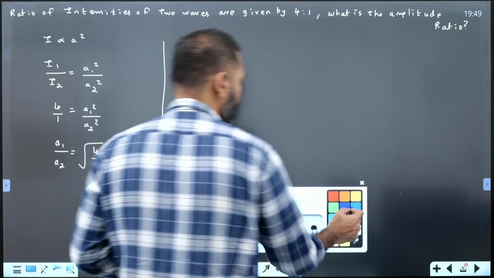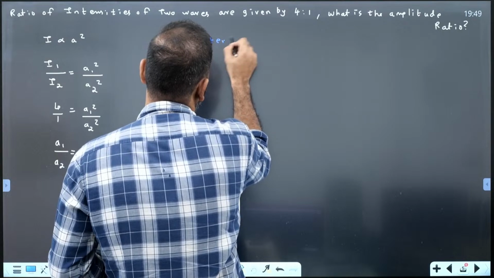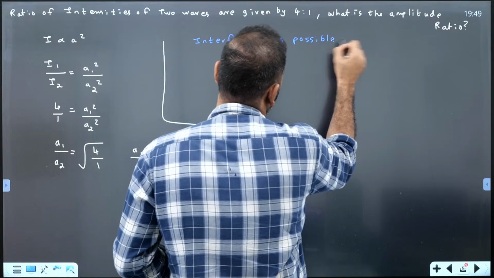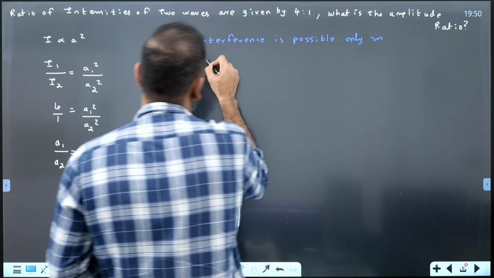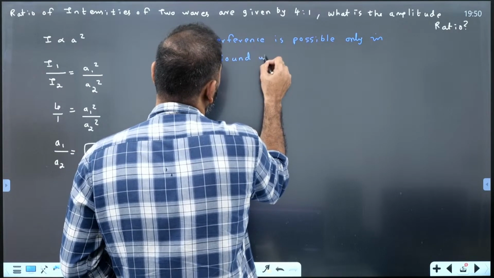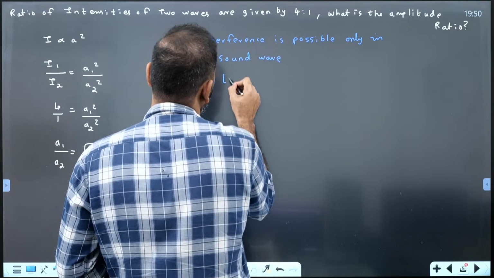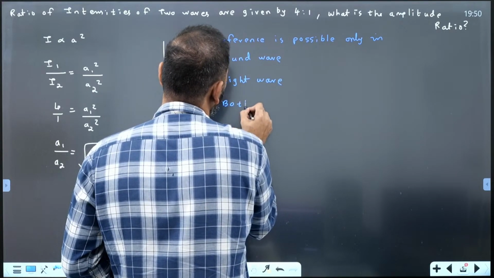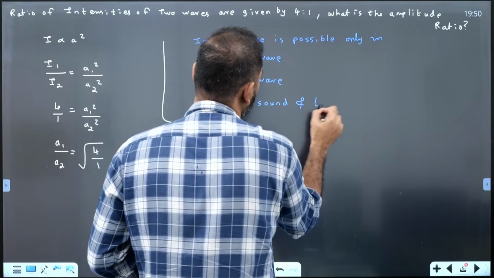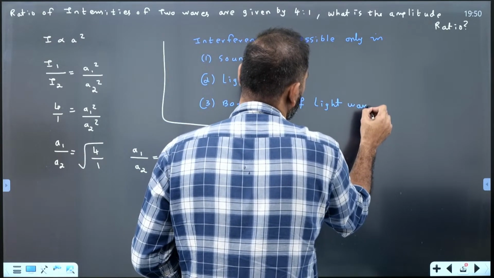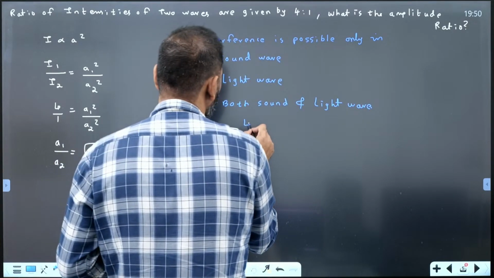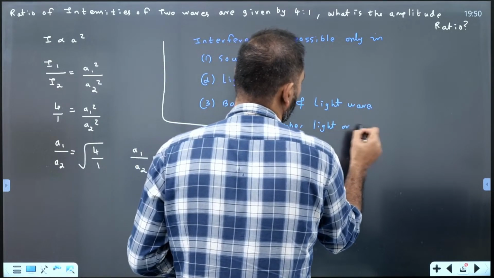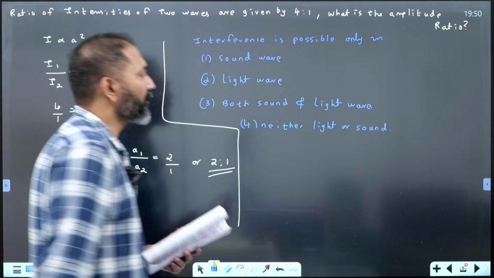Now the next. Interference is possible only in: first option, sound wave; second option, light wave; third option, both sound and light wave; and the last option, neither light nor sound. Which is the correct option?